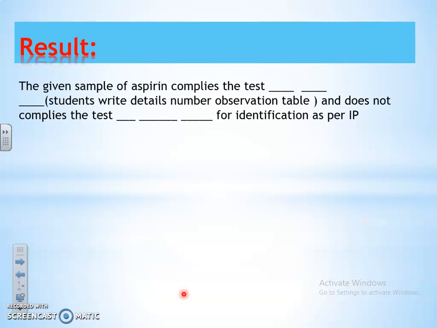Next, the result. We have to write the result. The result is to be written in this way: the given sample of aspirin complies with the tests A, B and C. If it complies, the student has to write details regarding the number of observations, as mentioned in the observation table, and which tests are being complied with. We performed the 3 tests A, B and C. As per our observation, if all 3 comply, we have to write that aspirin complies with the tests A, B, C. And if any of the tests does not comply, say for example, if test B does not comply, then we have to write the name of the test in the blank space provided, that it does not comply with test B. This is just an example for the identification of aspirin as per IP.